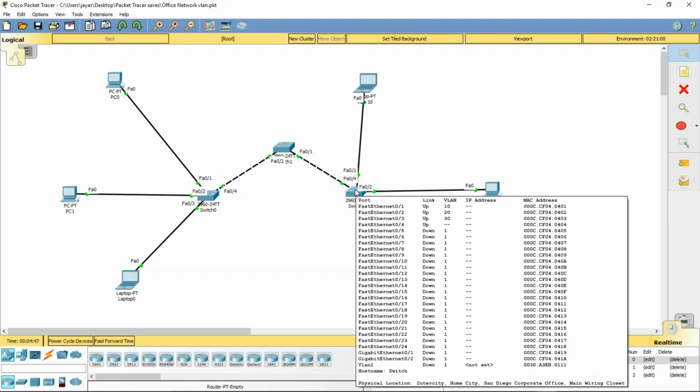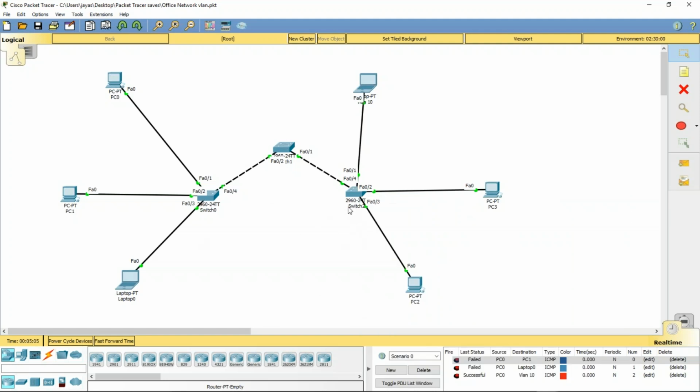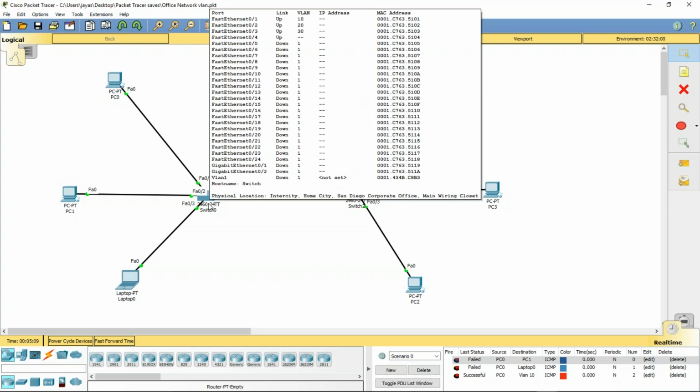Is it a security reason? No, it's a function. Yes, a handicap of a switch, right? It can't jump subnets. When you put a device in another VLAN, the only way you're going to be able to reach it is with a layer 3 device. That's the only way. So this is an example of a network that's designed logically.